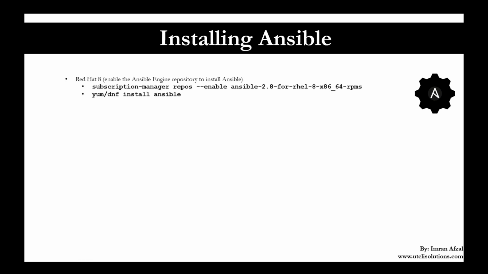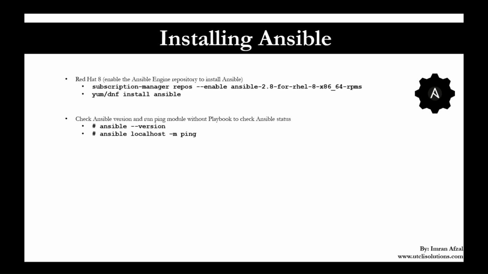All right, moving on. If you're using Red Hat 8 and the above steps that we followed did not work, then you have to enable the Ansible engine repository to install Ansible. And for that, you will run the command subscription-manager repos --enable with the Ansible repositories and then install Ansible.